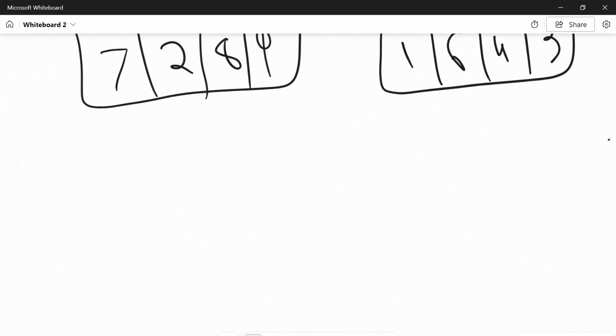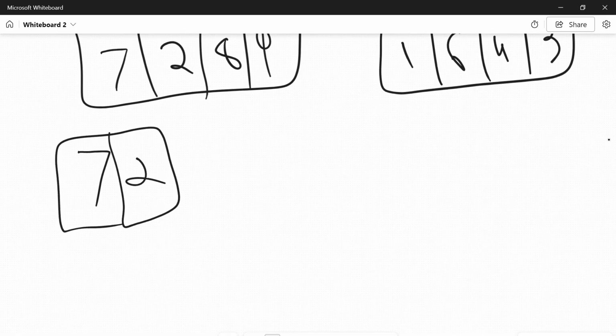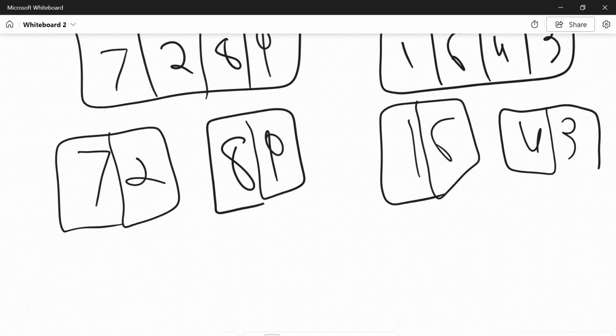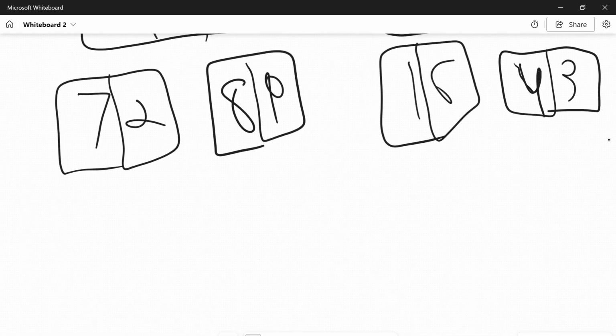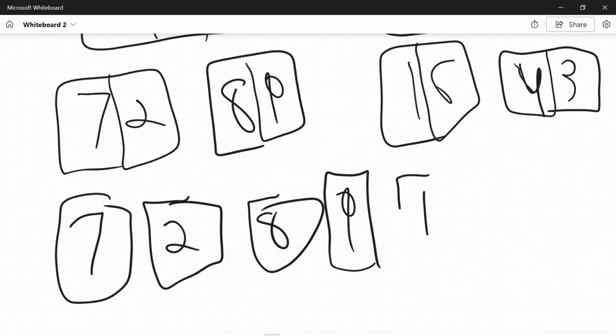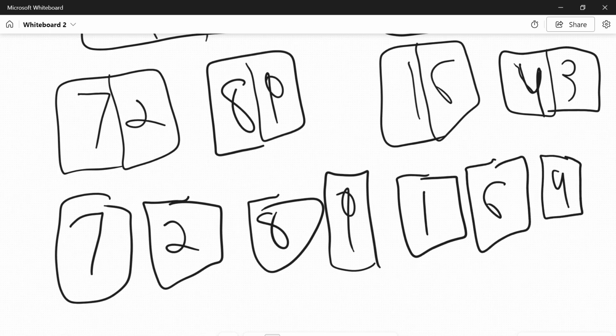And we break it in half again. 7, 2, 8, 9. Then 1, 6, 4, 3. And one more time, because it's not the smallest element. So we go 7, 2, 8, 9, 1, 6, 4, 3.